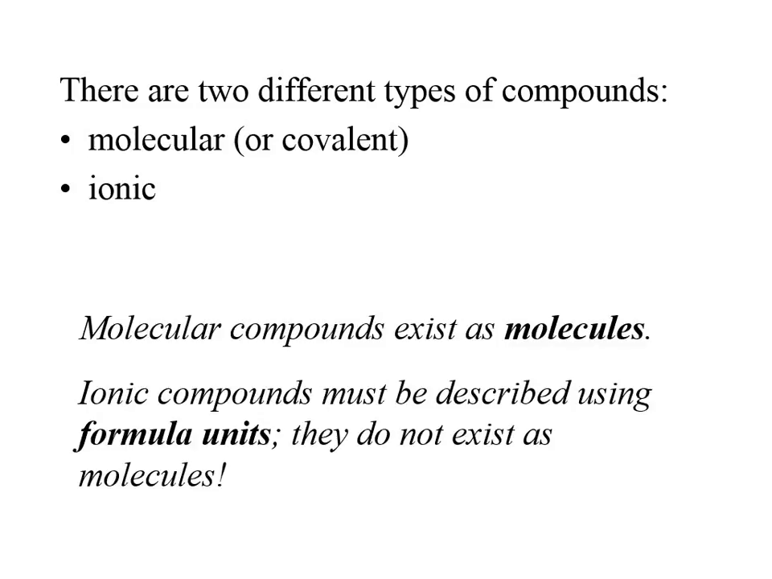So first off, we use formulas, like the formula for water is H2O. We use chemical formulas to represent both types of compounds. But if we have a repeating unit of a molecular compound, we call that a molecule. And if we have a repeating unit of an ionic compound, that's actually called a formula unit. That's the name of the repeating unit. Okay, so that's one distinction.